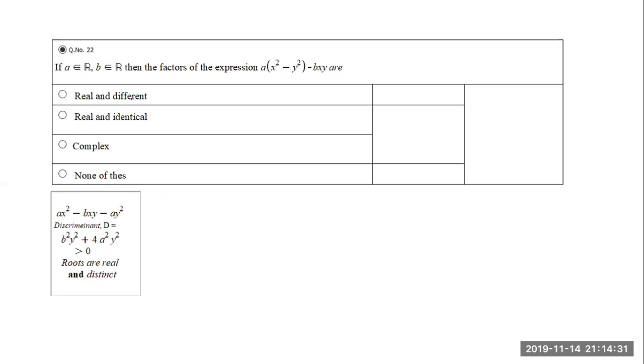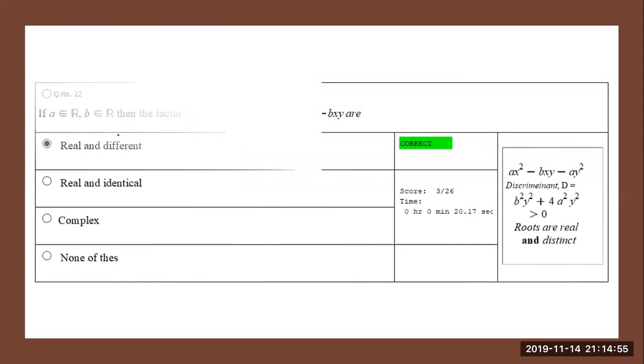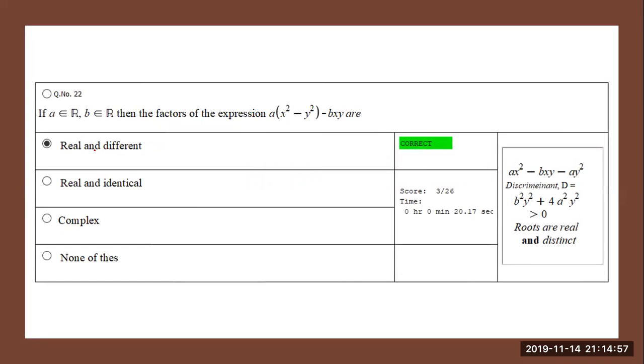Real and distinct, because we have found the discriminant, which happens to be positive, greater than 0. Therefore, roots are real and different. And the answer is option 1. Okay? Is it clear? Yes. Now we will see 22. This is the answer for this. Very good.